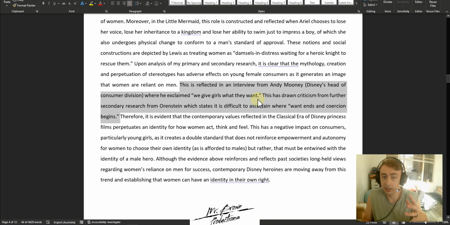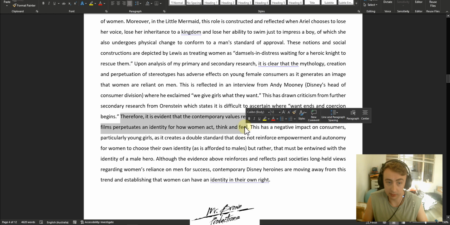But what they've done is they've given the why, okay? So we got a little bit deeper here, where the reason that Disney do this, and we're talking about it generates an image that women are reliant on men, is that we have one quote here that it's giving girls what they want, based on an interview from the consumer division. And then we've also given, I guess, the counter argument to that in another sort of bit of secondary research. So we can see here that we've gone and delved deeper into the ideas and we've justified it, which is really important.